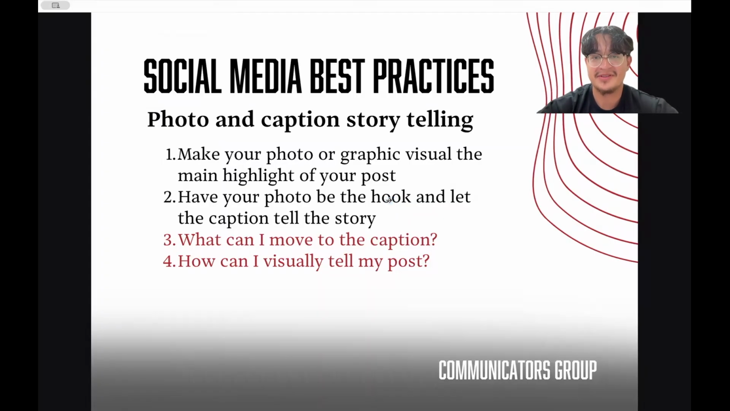Let's look at photo and caption storytelling. Sometimes when we tell a story, we want to make sure that the photo or graphic visual is the main highlight of the post. You should always have your photo be the hook and let the caption tell the story. Now, as you're making this post or photo, think to yourself: what can I move to the caption? How can I visually tell my post?